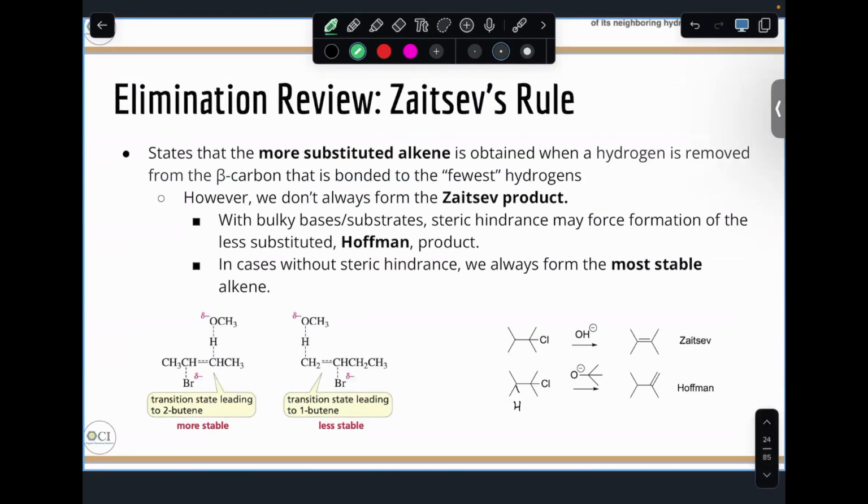All right, Zaitsev's rule basically states that the more substituted alkene is formed when you have a small base. So that's seen here. When you have something like OH, a small base, it's going to form that more substituted alkene. Whereas if you have a big base like O-t-butyl shown here, it forms the Hofmann product. And that's because it can't really get in there very well to get the hydrogen. It's too big. It's in the way of itself.